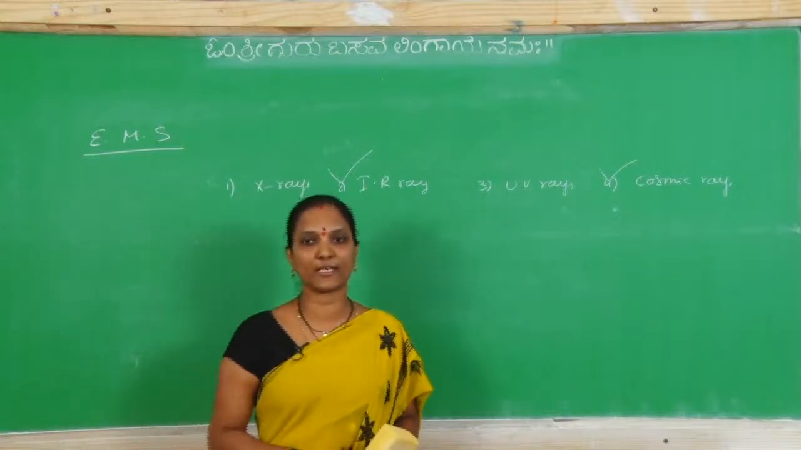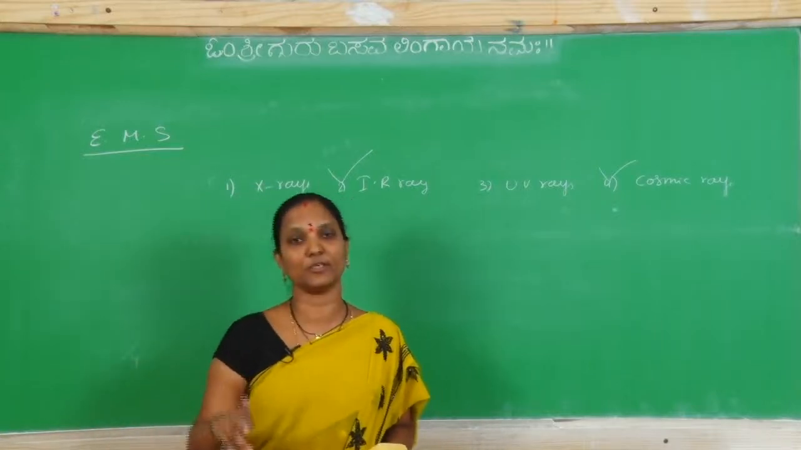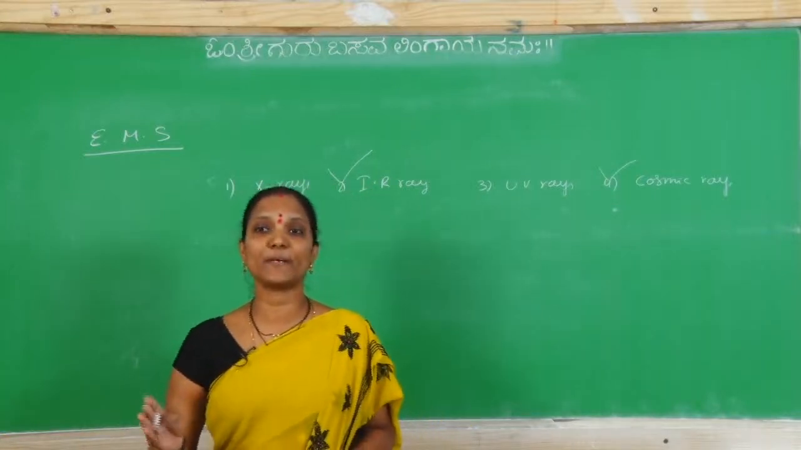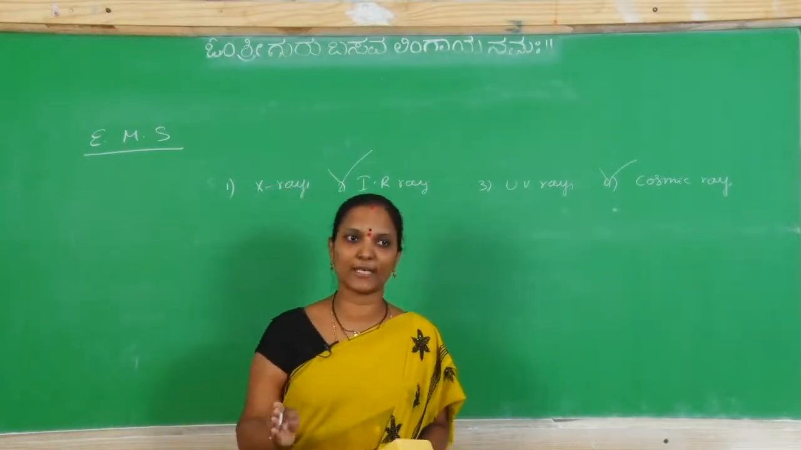Here, electric field and magnetic field are perpendicular with each other. This point gives the correct option. They are perpendicular with each other. They can propagate even in vacuum. This is also a correct statement.